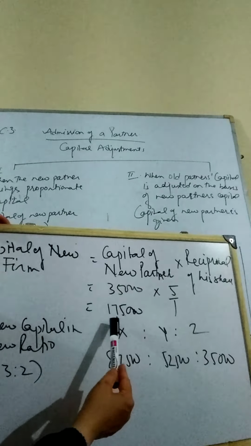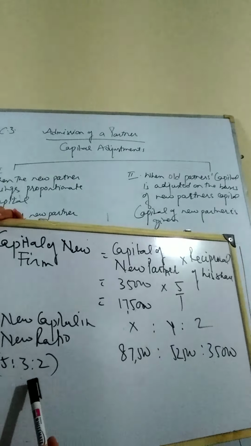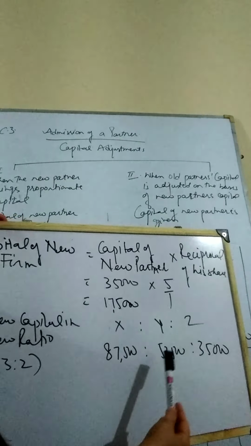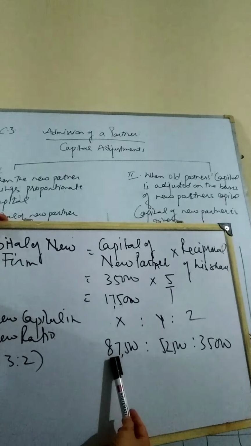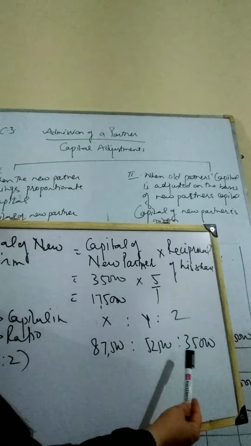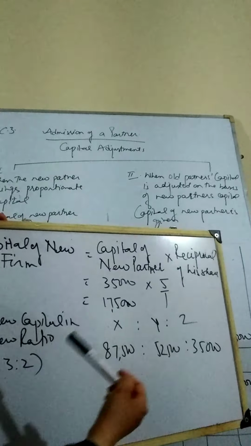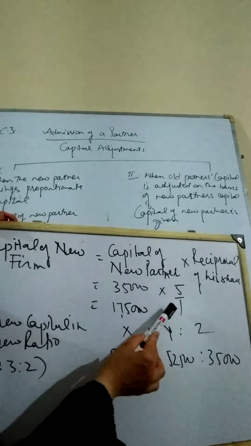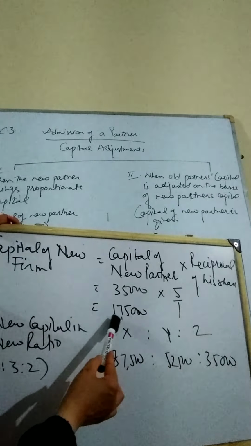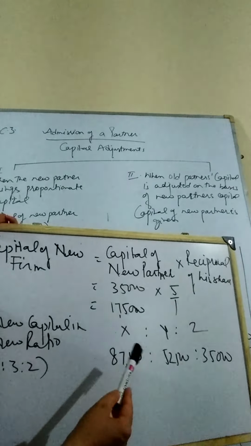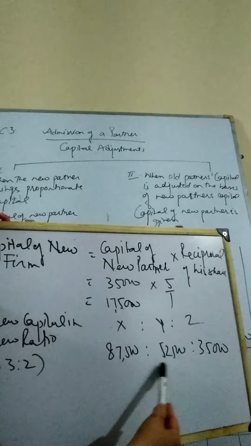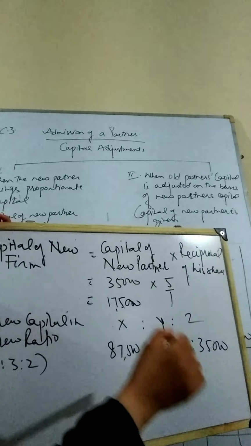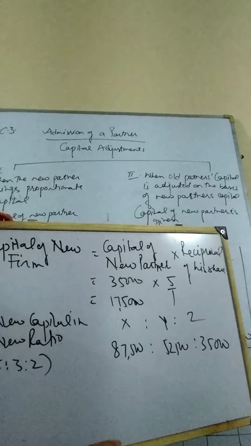Now we divide this 1,75,000 in the new ratio, which is 5:3:2. So for X, Y and Z, the new capital shall be 87,500, 52,500 and 35,000 as per the new ratio. How have we calculated? On the basis of the new partner's capital multiplied by his reciprocal share, the firm's capital is calculated, and then the firm's capital is divided in which ratio? New ratio. Now this capital will be considered as the adjusted capital of all the three partners.